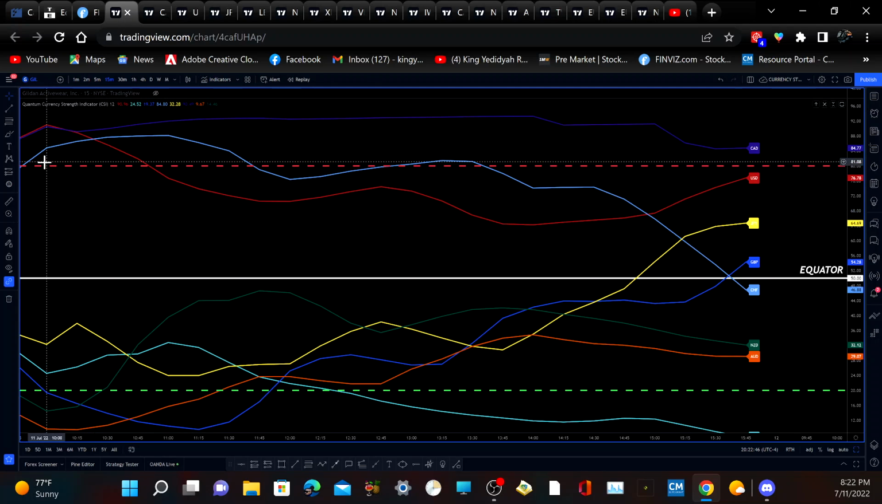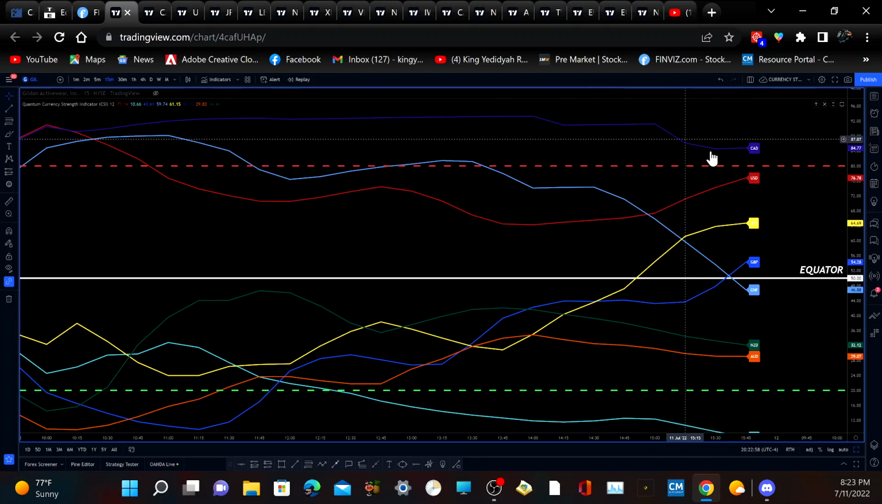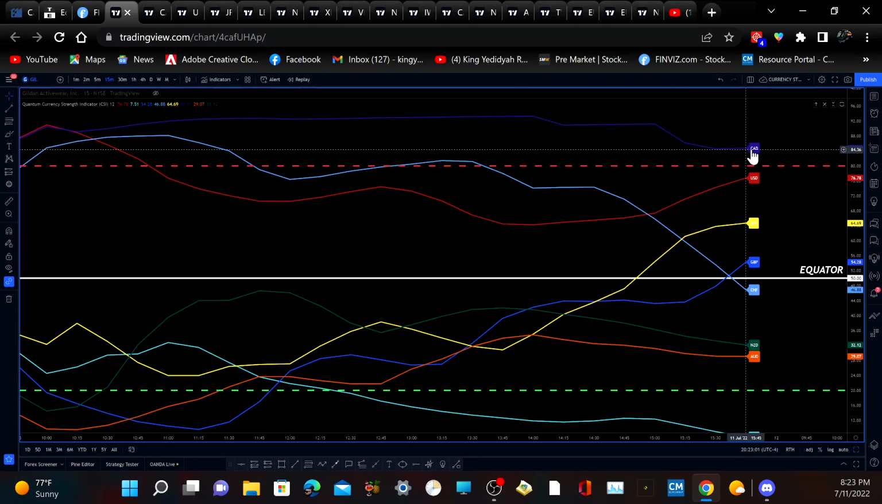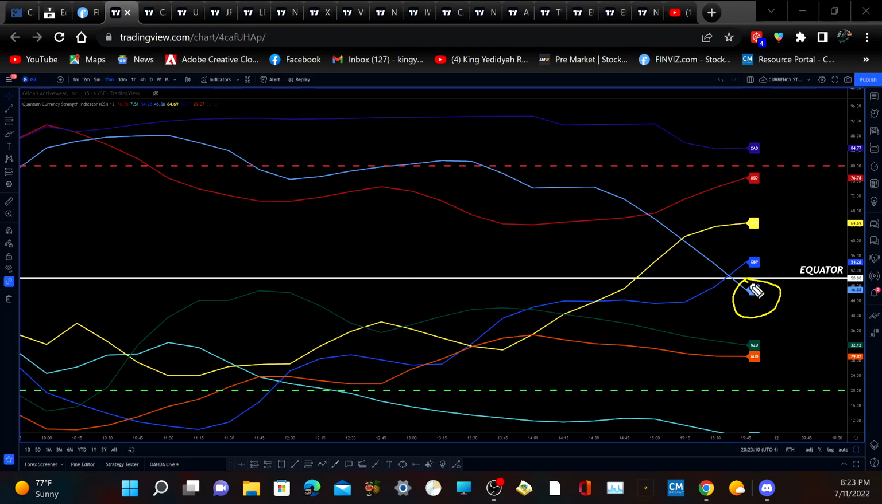Right, checking the quantum strength indicator. I have CAD up here at overbought, my bad, above overbought, just hanging out here. Had a little pullback, but just still holding above overbought. And then we have the Swiss franc here heading south. I put that line in the middle there. I call it the equator. That's just the midline. And the CAD Swiss here is above overbought. Hopefully the Swiss will head even further south. All right.